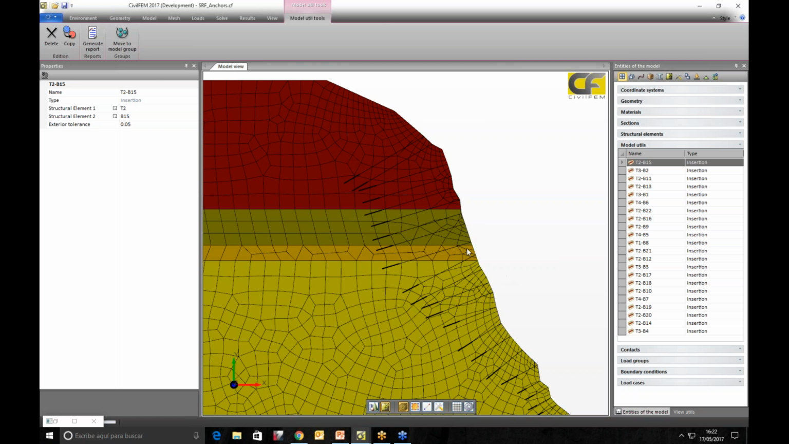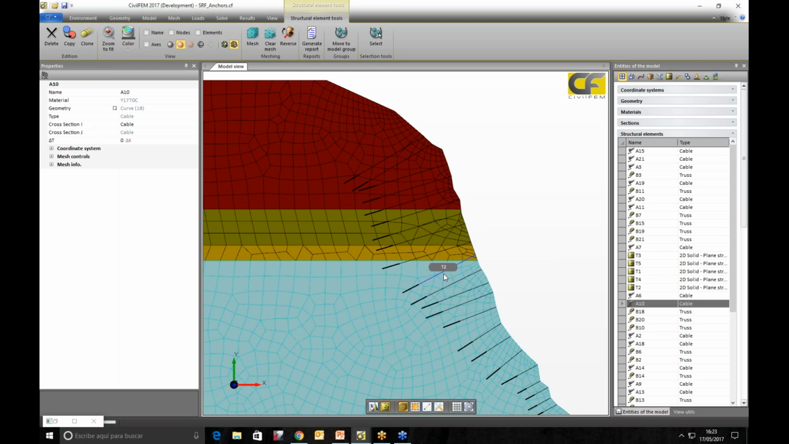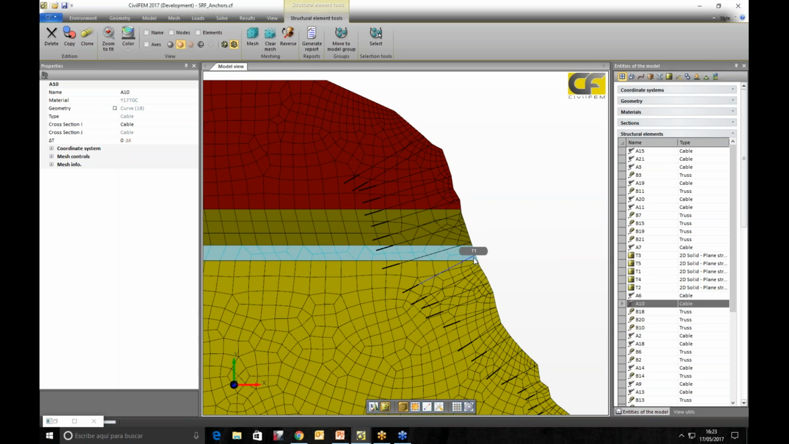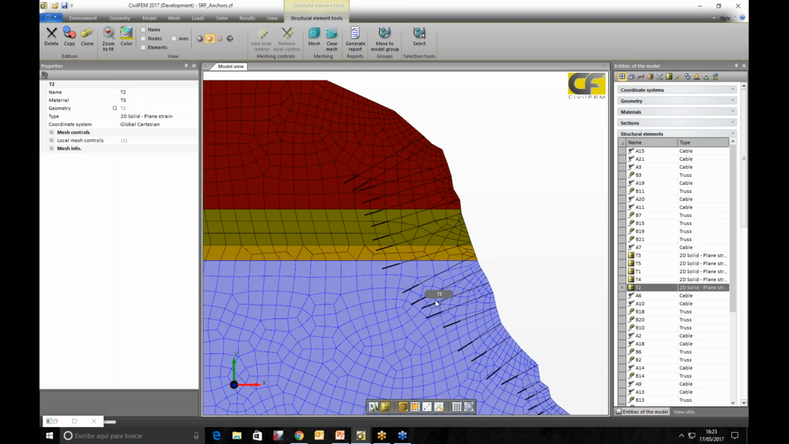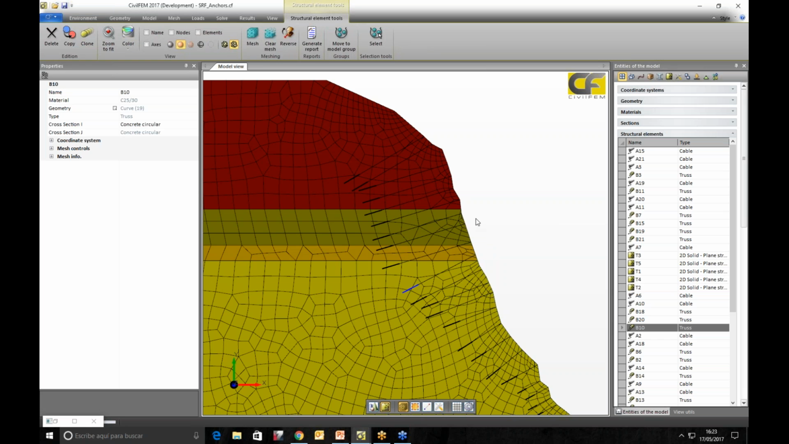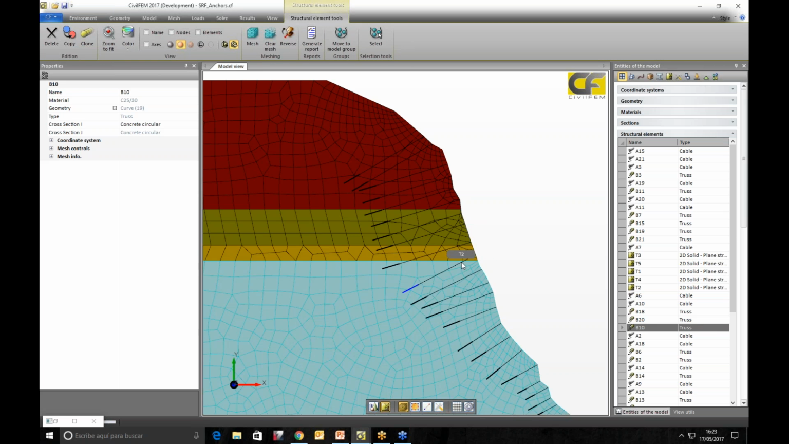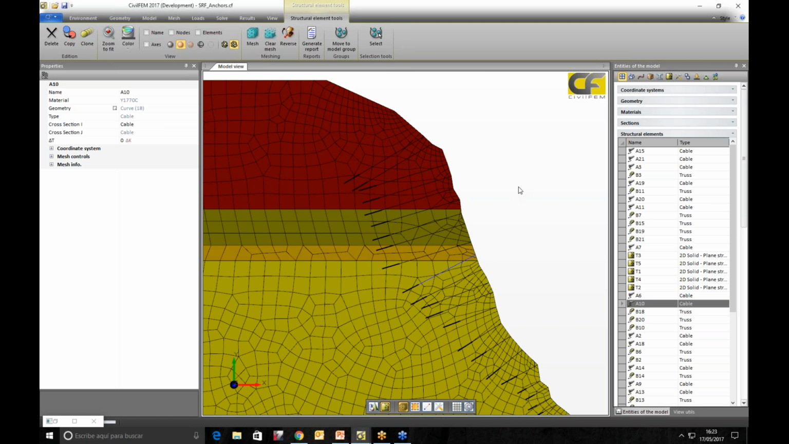The anchors are divided into 2 different structural elements. One of them is a cable. This cable is not inserted, so it is only merged in the node outside, and the rest of the cable is free. The only part that is inserted in the soil is this other part, the bulb of the anchor. And also we have applied a pre-stress load on these tendons that is equivalent to about half of the yielding stress of the tendon.